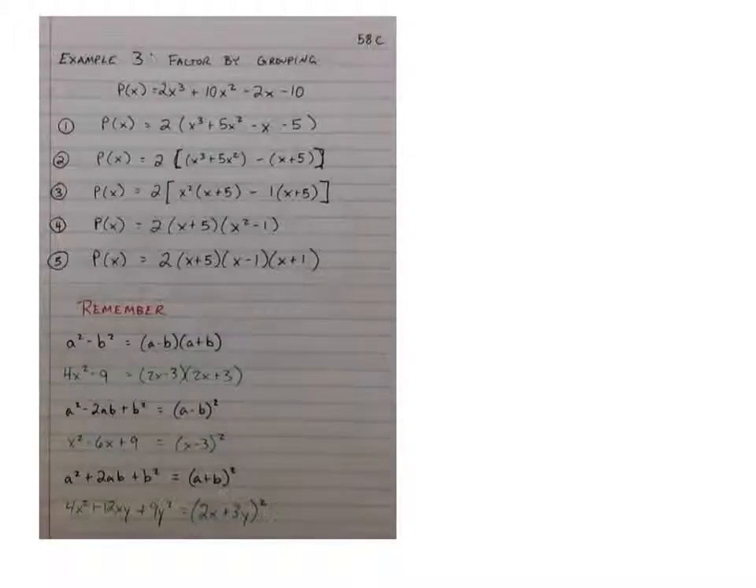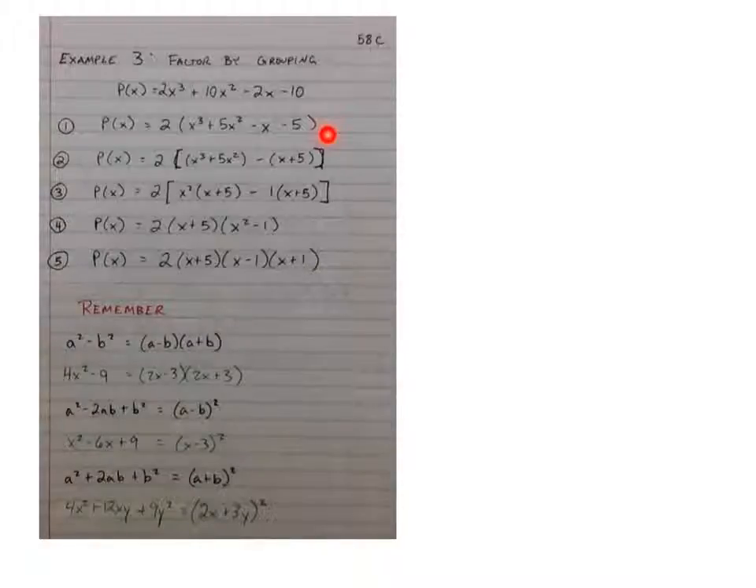All right, for example 3, we're asked to factor by grouping, and we're given the polynomial 2x to the third plus 10x squared minus 2x minus 10. Step 1 of factoring by grouping asks us to factor out the greatest common factor. Since all these numbers are even, I know I can factor a 2 out, and we get 2 times that value.